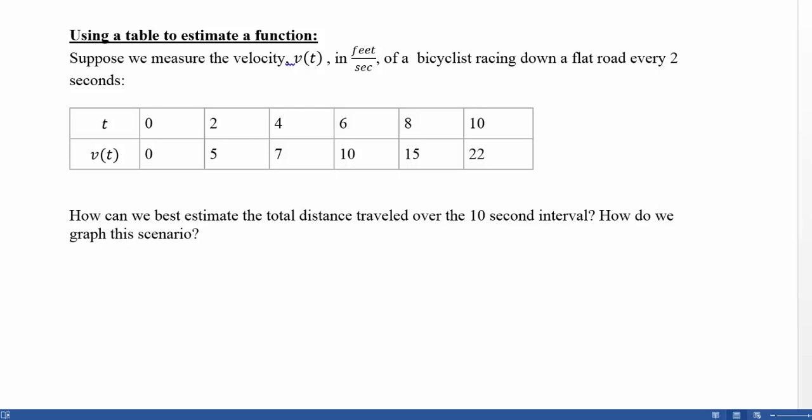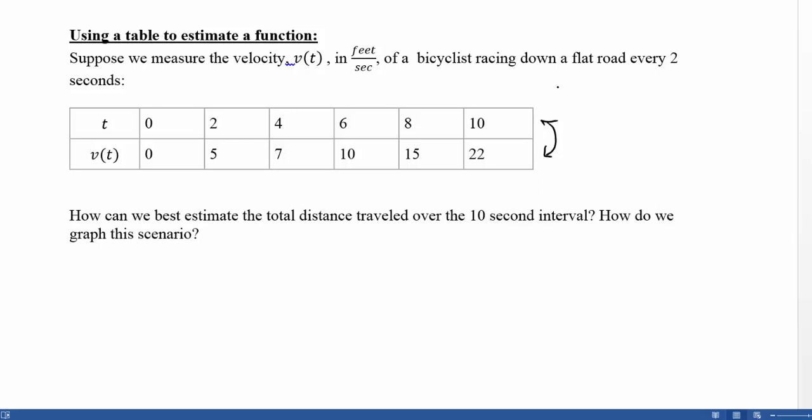The other thing we have to be careful about is what our time units actually are. What we don't want to do is something like time equals 0 times rate equals 0 and time equals 2 times rate equals 5. Because if you multiply something like 10 times 22, that would mean that you were going 22 feet per second for the entire 10 seconds, which simply is not true.